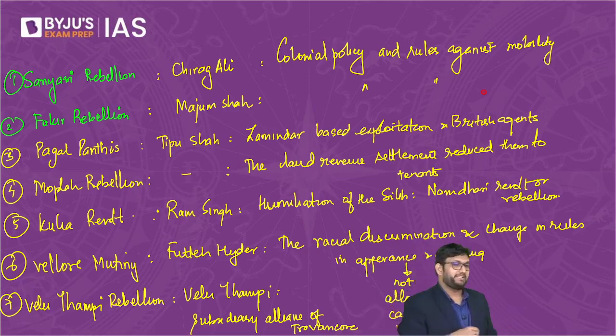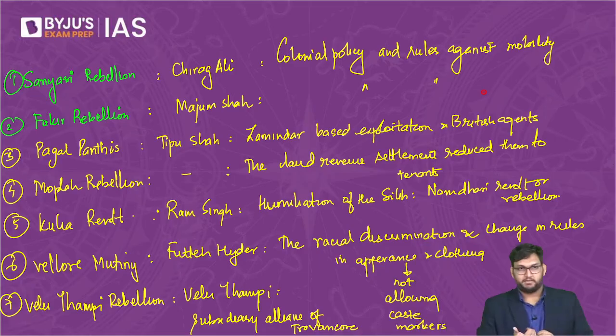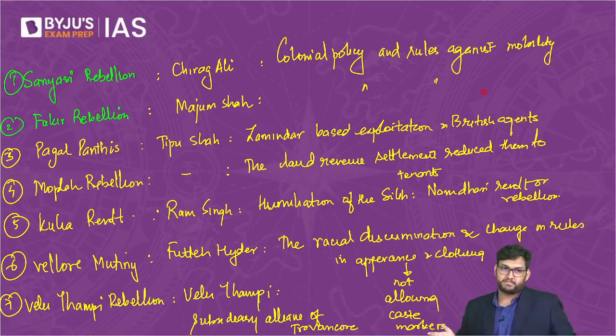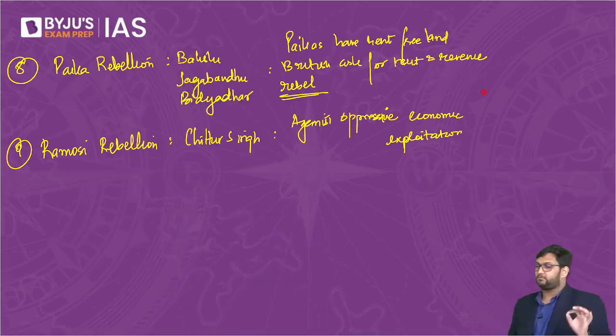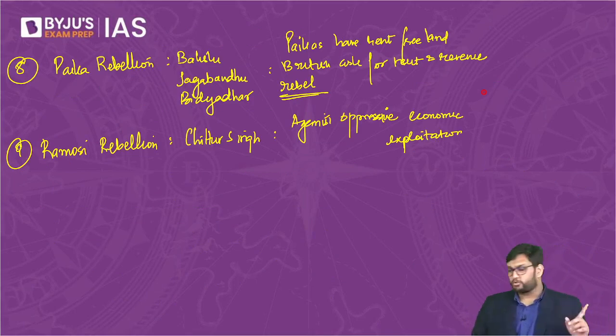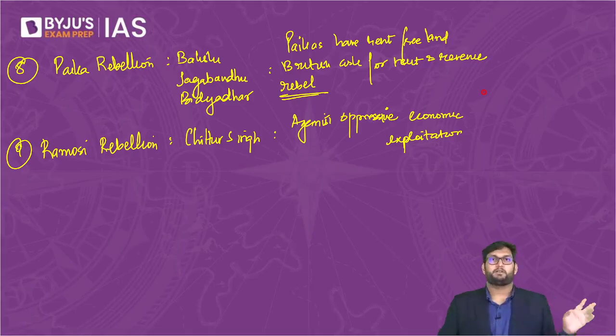So you have Sannyasi, Chirag Ali, thereafter Fakir, Majnun Shah, Pagalpanthis, Tipu Shah, Ram Singh, Kuka, Moplas against land revenue, Vellore Mutiny, Futeh Haider, Veluthampi against subsidiary alliance of Travancore, and thereafter we have Paika, Jagbandhu Vidyadhar, and Ramosi Chittoor Singh. Total 9, nothing more, nothing less.